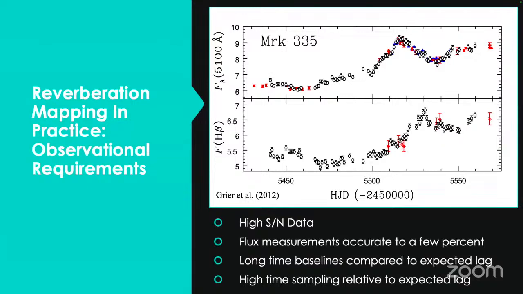Until fairly recently, we were doing reverberation mapping on modest-sized telescopes, one object at a time. We were very slowly building up a sample, and it took a couple of decades to build up a sample of about 50 AGN where we had measurements.